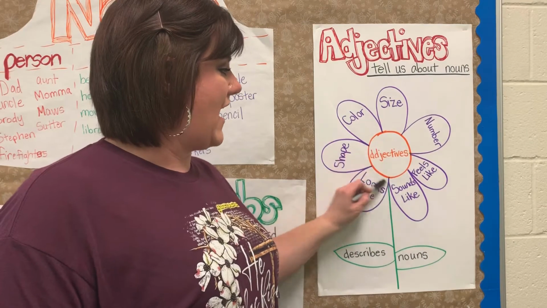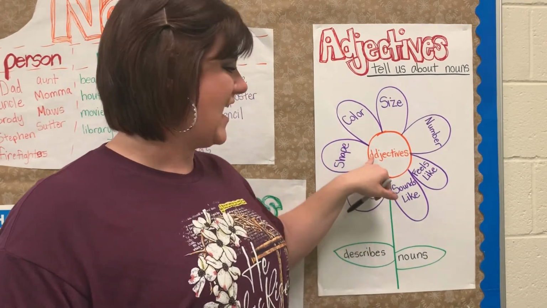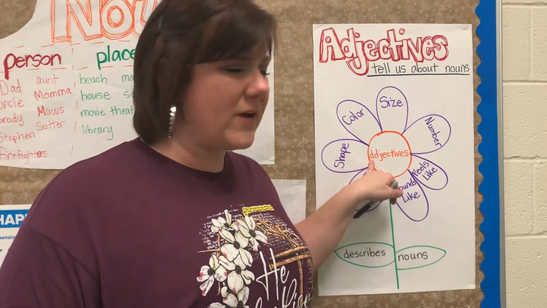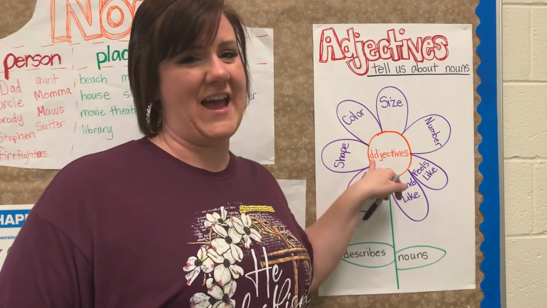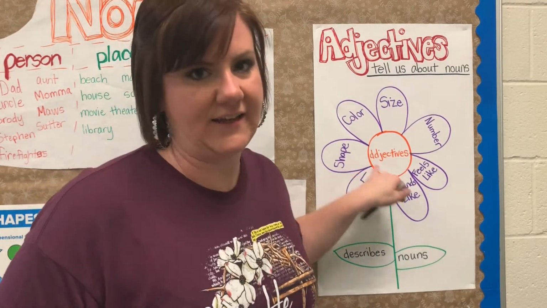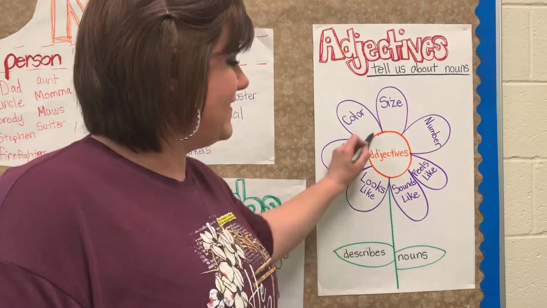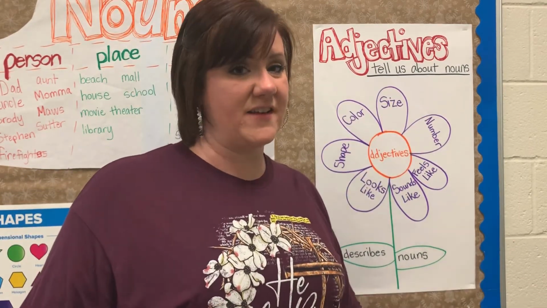So in the middle I have here, the center of the flower says adjectives. And I know you're probably thinking, Miss Brittany, that does not begin with an A right there. I made a mistake. That's supposed to be an A-D-J instead of a D. So I'm sorry about that. But in the middle, it's supposed to say adjectives, and then every petal of this flower is something that an adjective can tell us about a noun.